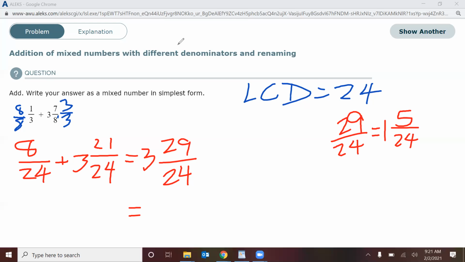Therefore, I can rewrite my mixed number solution as 3 plus 1 and 5 24ths, which will be 4 and 5 24ths. And that is how it's done.